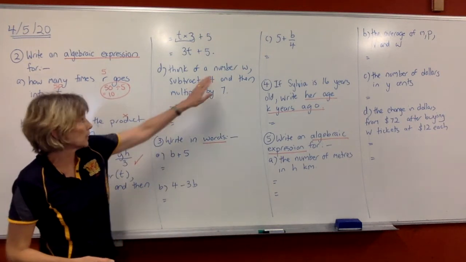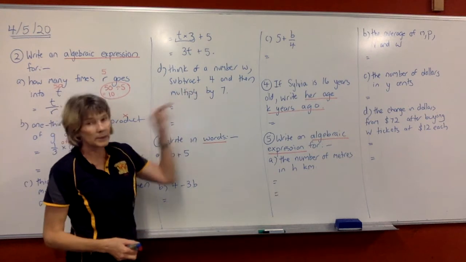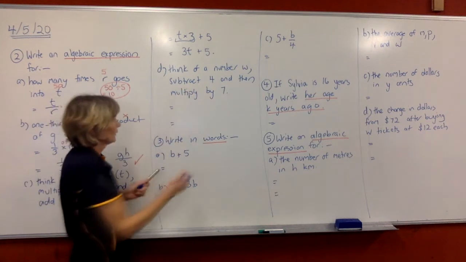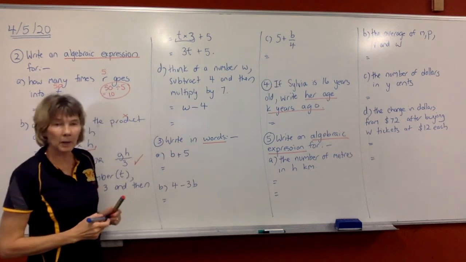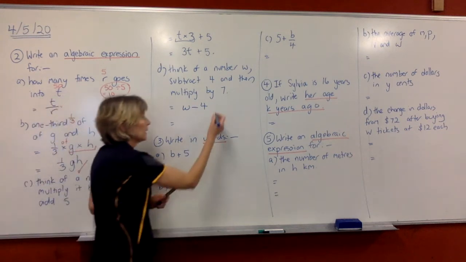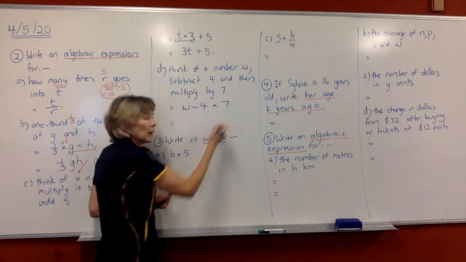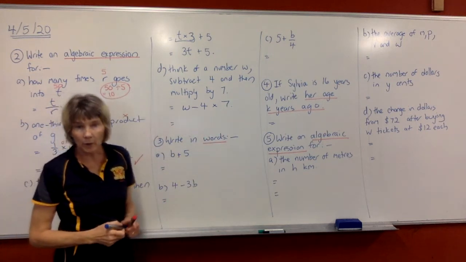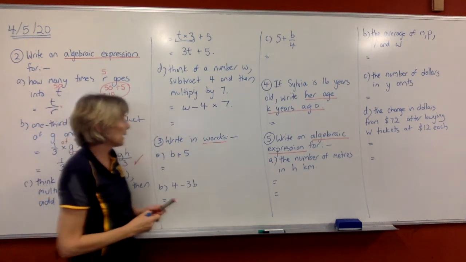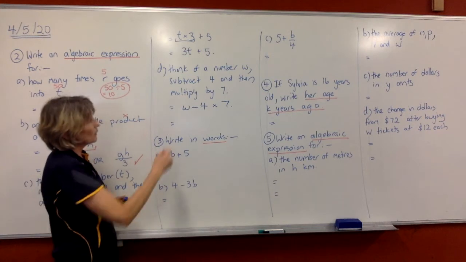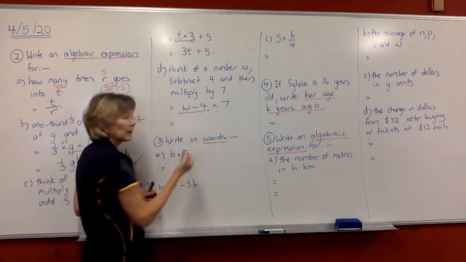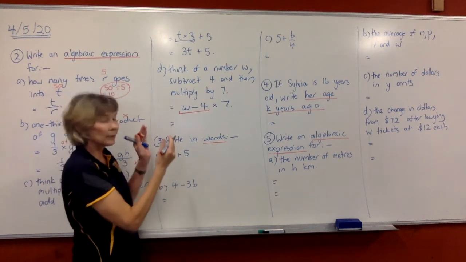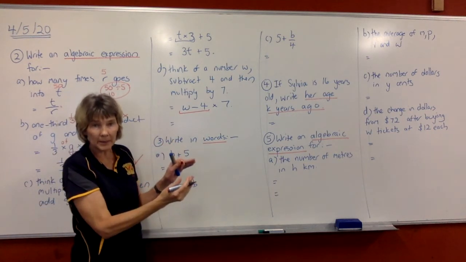The next one, think of a number. This time they've told you the number's going to be W. We're going to subtract 4. And then we're going to multiply it by 7. Now, if you write that down, you're going to be wrong. So we have to be careful with this one. So when it says think of a number, subtract 4, that bit there's done. Then we want to get the answer to that and multiply it by 7.